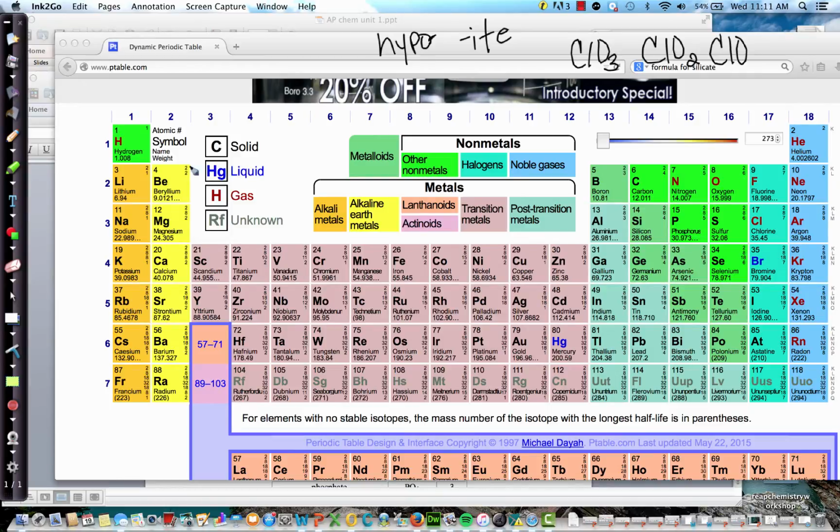Okay, now hyper is the other prefix, and that means 1 more than the -ate. So it would be hyperchlorate. So hyperchlorate would be, well, figure out what the chlorate is. If it's on the outside, it's going to be 3 oxygens. So hyperchlorate would be 1 more than this. It would be ClO4.